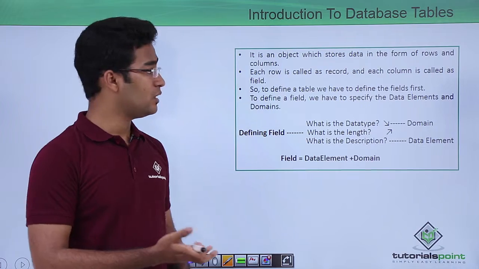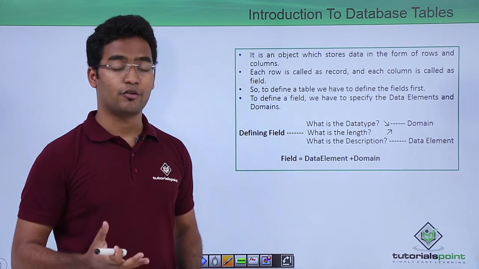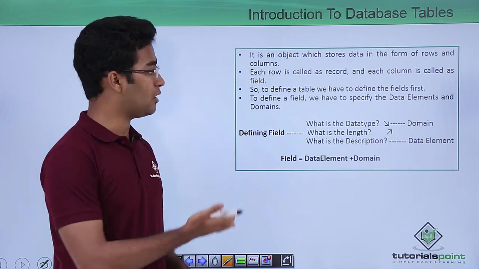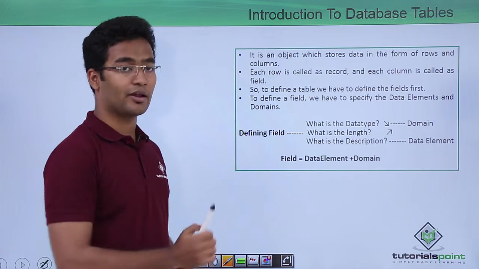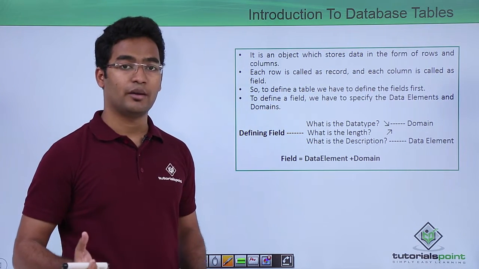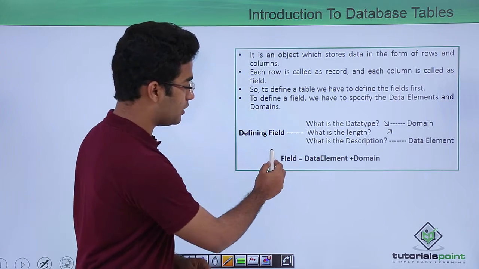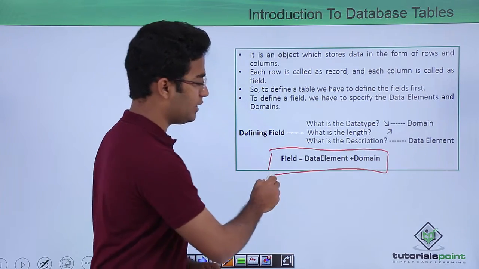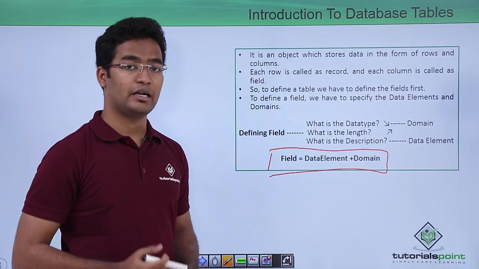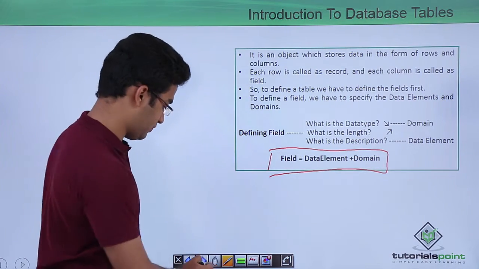It is an object which stores the data in the form of rows and columns. Each row is called a record and each column is called a field. To define a particular table, we have the option to provide fields. Fields are nothing but a combination of data element and domain. So let us see what exactly data element and domain are.